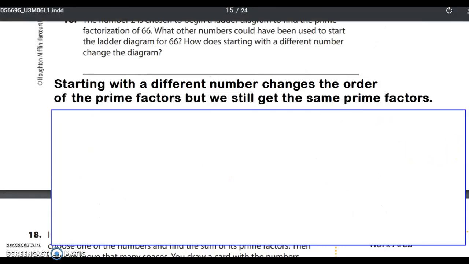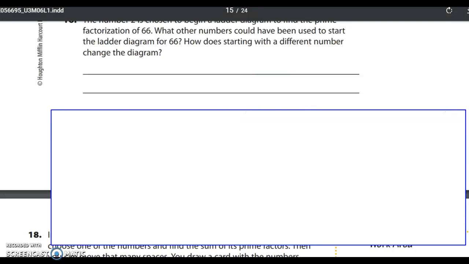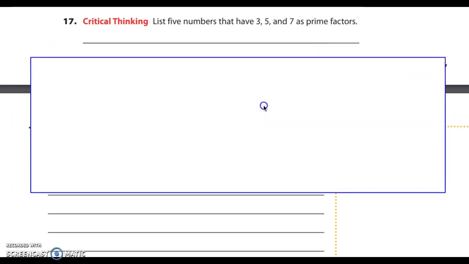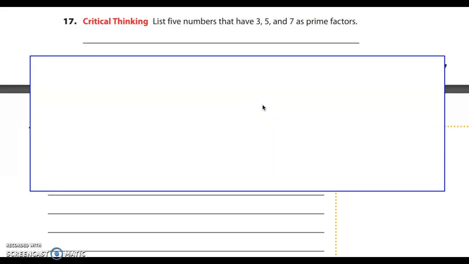Let's check out number 17. Number 17, critical thinking. List 5 numbers that have 3, 5, and 7 as prime factors. So this one seems a little bit tricky, but let me show you how it's really not. So if 3, 5, and 7 are the prime factors, what that could mean is that we end up with a factor tree that looks kind of like this.